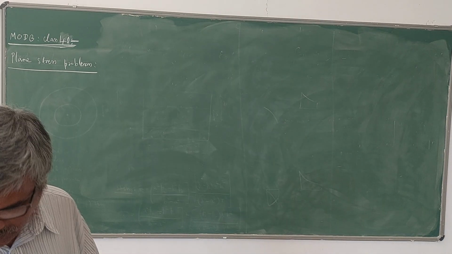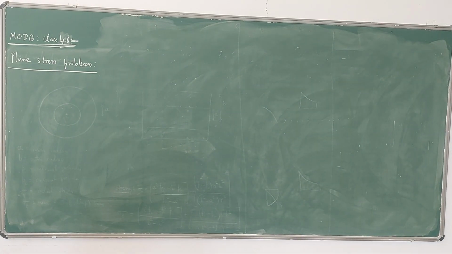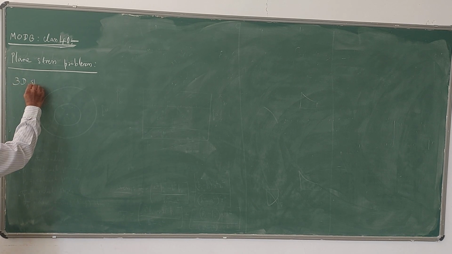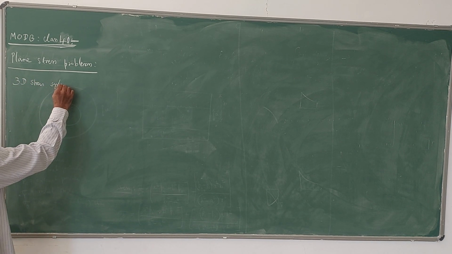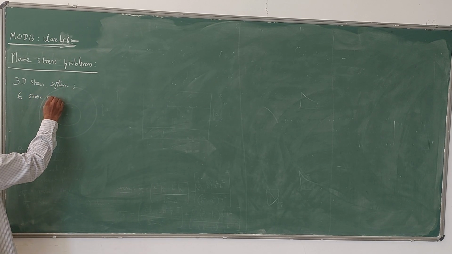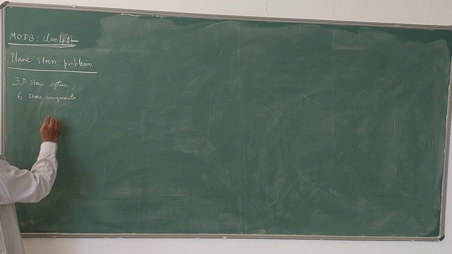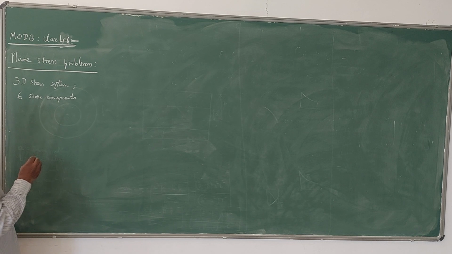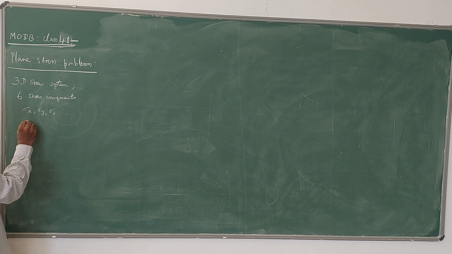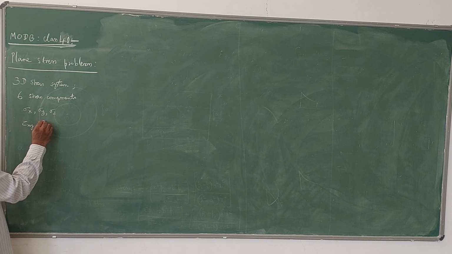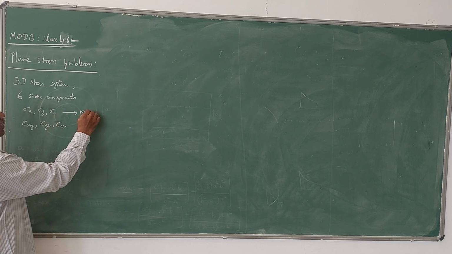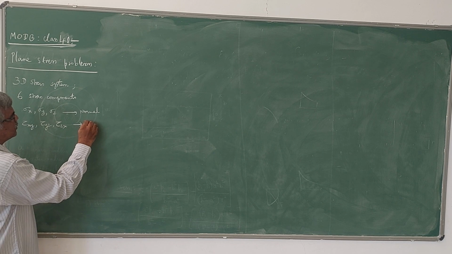In this class, I'll explain the concept of plane stress problems. In a three-dimensional stress system, we have learned that there will be six stress components at a point. There are three normal stress components: sigma x, sigma y, sigma z, and three shear stress components: tau xy, tau yz, tau zx. These are the normal or direct stress components, and these are the shear stress components.